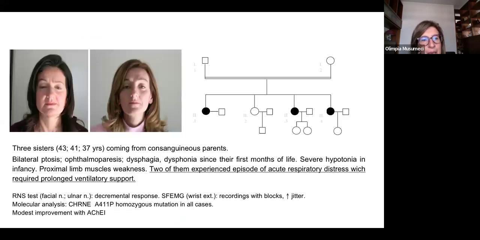And this is another patient coming from a family of three sisters with consanguineous parents. The patient has bilateral ptosis with ophthalmoparesis, and two of them experienced, this is a very important clue in the diagnosis, respiratory distress with prolonged ventilatory support. And the picture shows the patient before adjusted treatment with the inhibitor of acetylcholinesterase. So also this condition is treatable, and so it's important to identify.